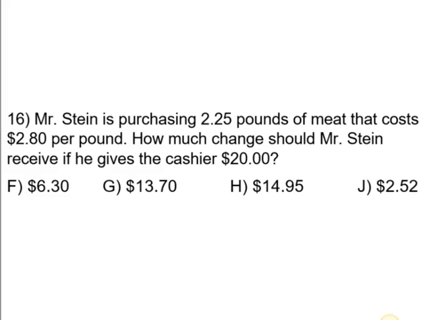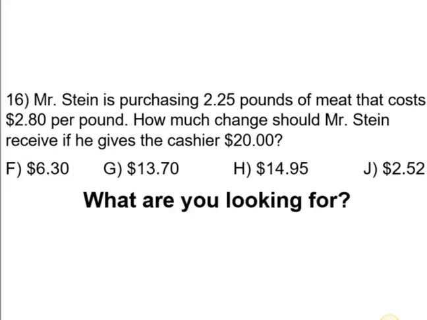Mr. Stein is purchasing 2.25 pounds of meat that costs $2.80 per pound. How much change should Mr. Stein receive if he gives the cashier $20? F, $6.30. G, $13.70. H, $14.95. J, $2.52.